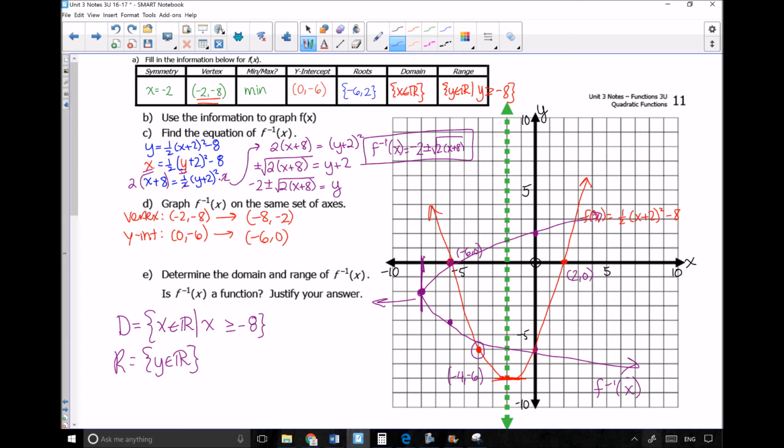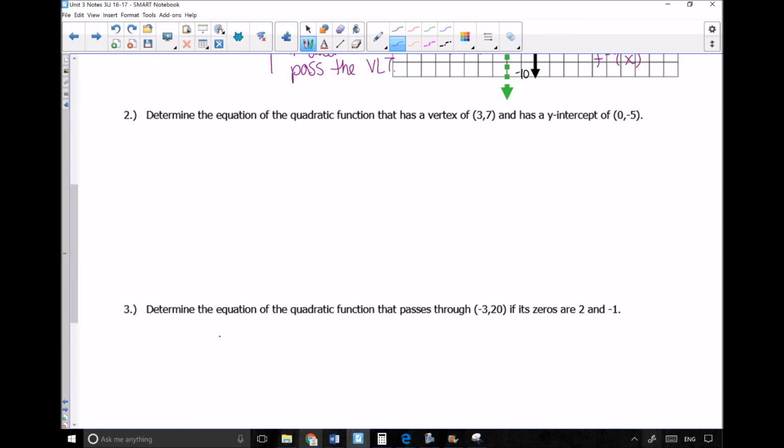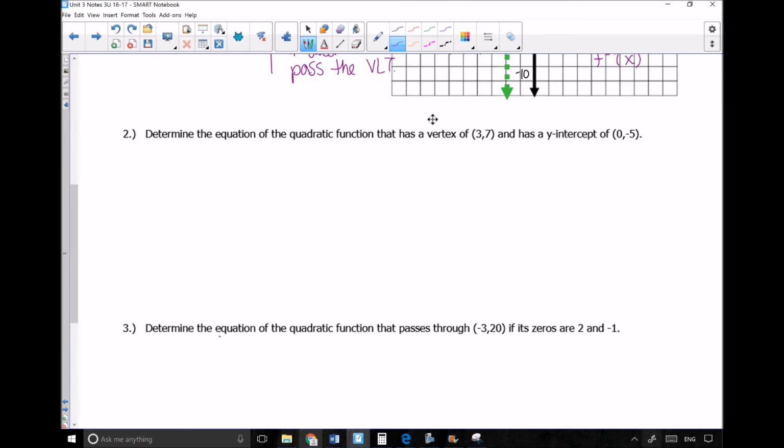So is f inverse of x a function? If I were to do the vertical line test, even using this axis of symmetry right here, I can use that as my vertical line. It intersects more than once. So we can say f inverse of x is not a function because it doesn't pass the vertical line test. Okay? All right, number 2 asks us to determine the equation of the quadratic function that has a vertex of 3, 7 and has a y-intercept of 0, -5.